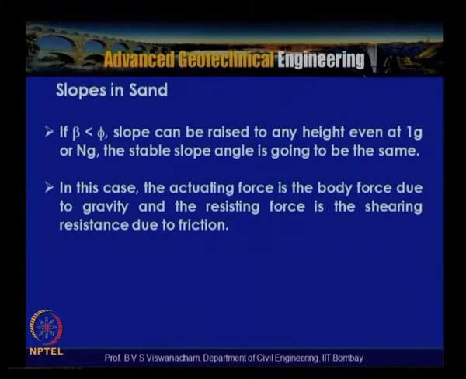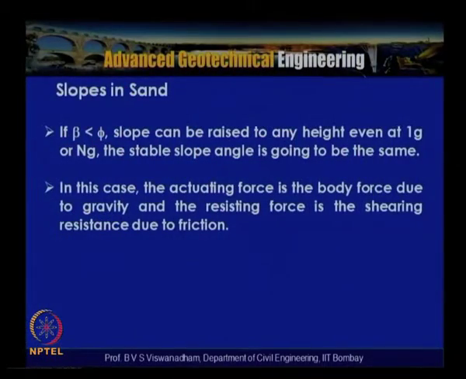So after having taken this with the slopes in sand, we said that if beta is less than 5, the slope can be raised to any height even at 1g or ng, and the stable slope angle is going to be the same. And in this case the actuating force is the body force due to gravity and the resisting force is the shearing resistance due to friction.